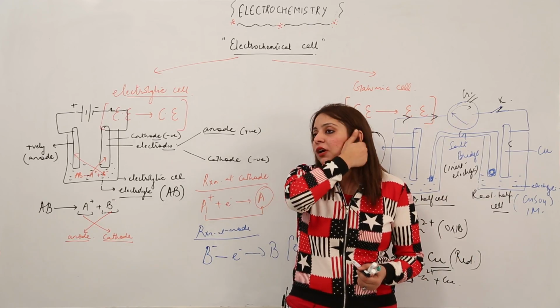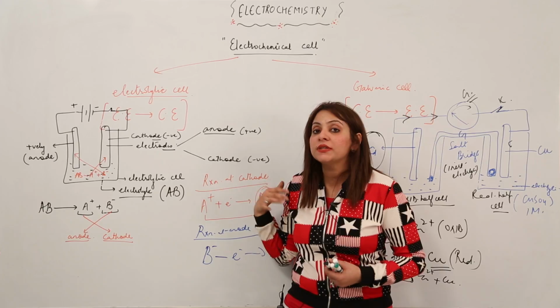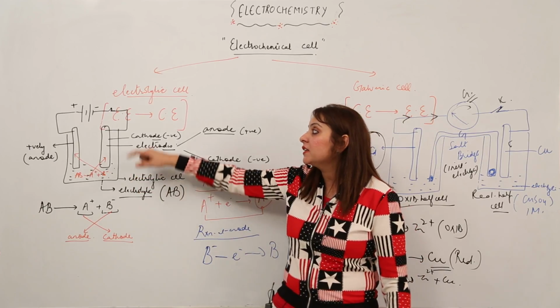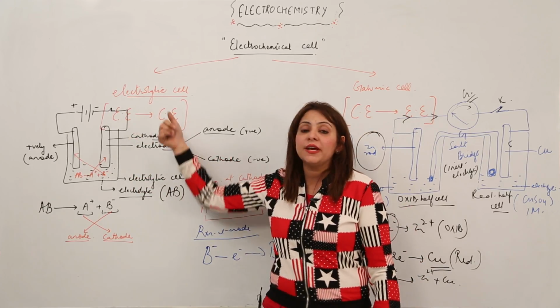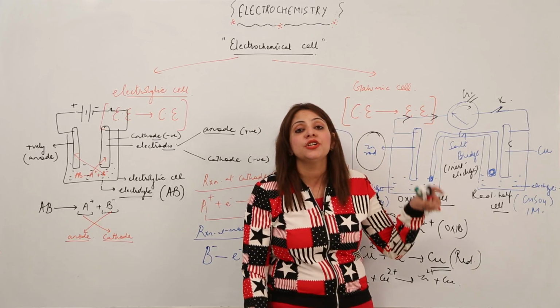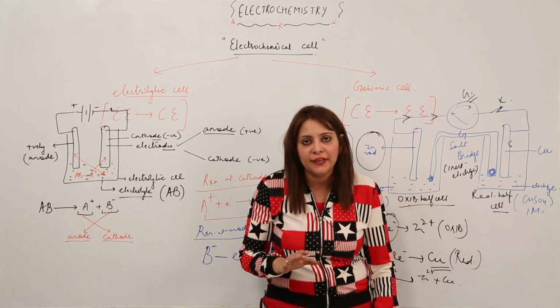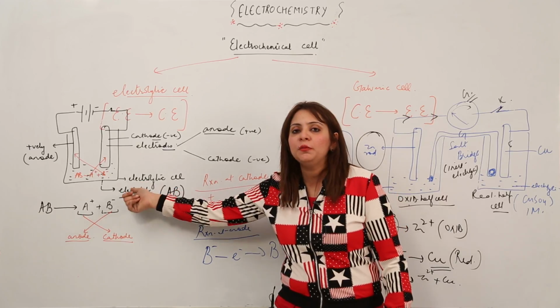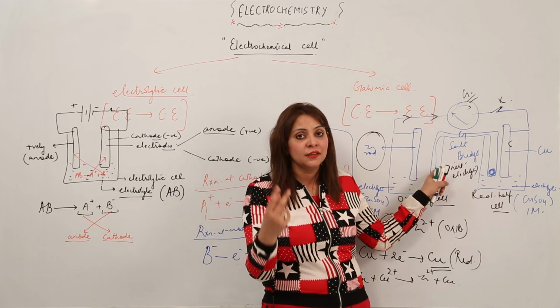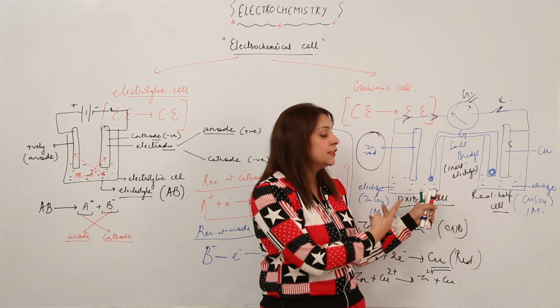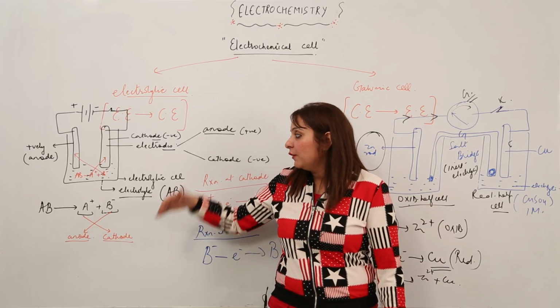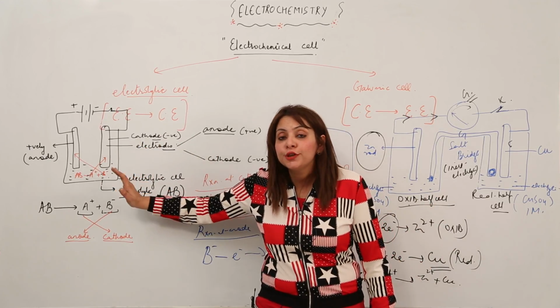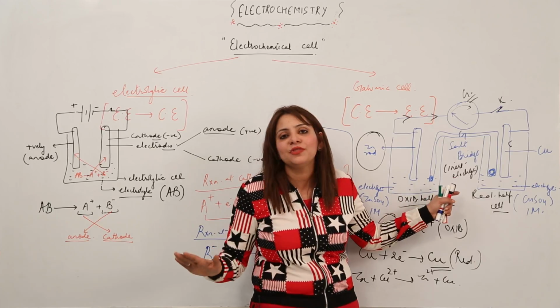Now what is the basic difference between these two cells, right? The first difference is that one converts electric energy into chemical energy, and the other converts chemical energy into electric energy. It is clear to you, right? One consists of one beaker, or you can say one cell, and the other consists of two cells, right? Now, when this kind of reaction occurs, heat is produced, but in this case, no heat is produced, right?